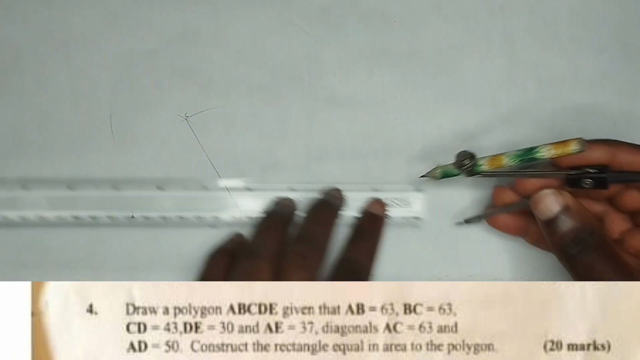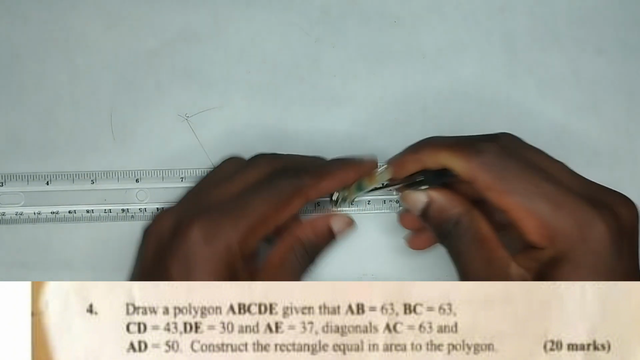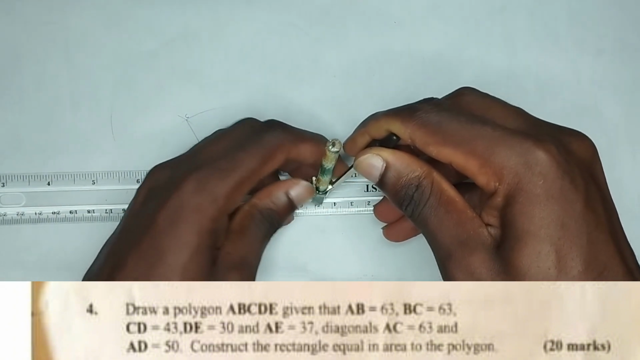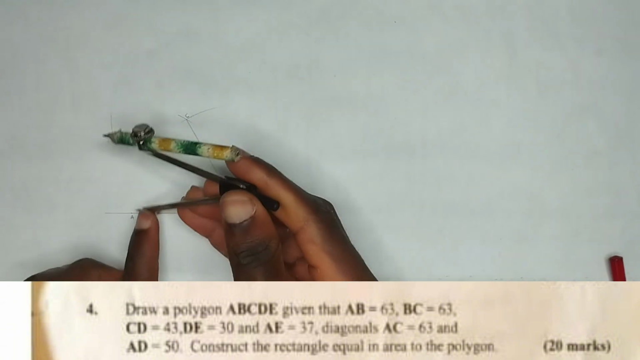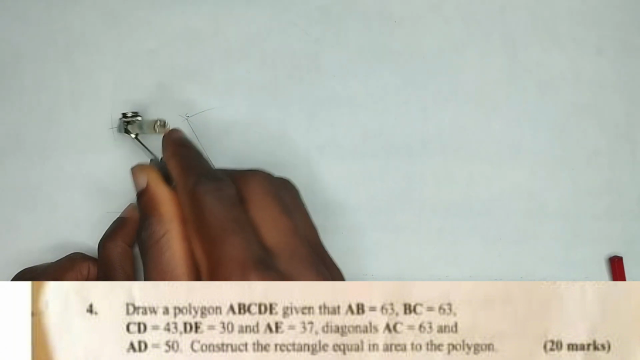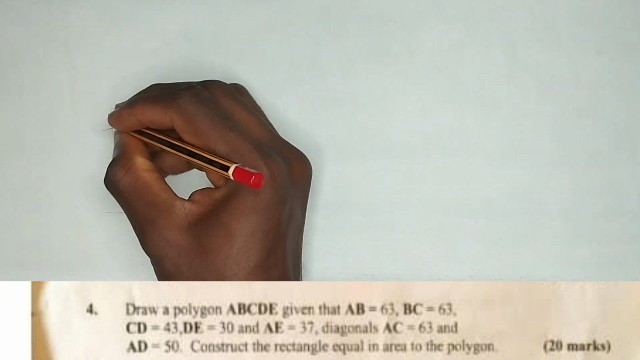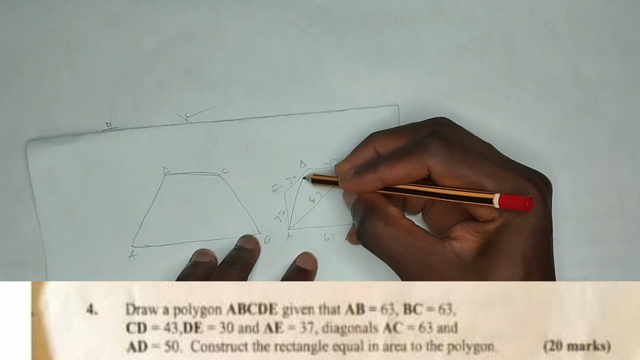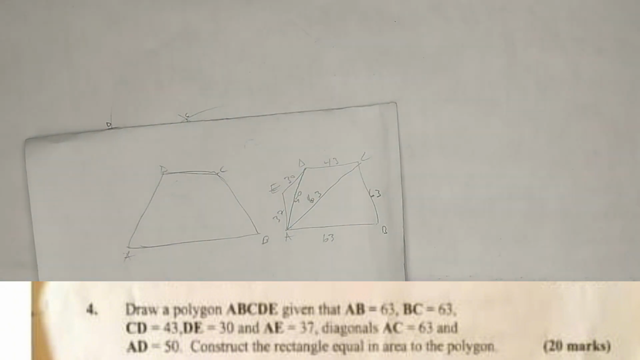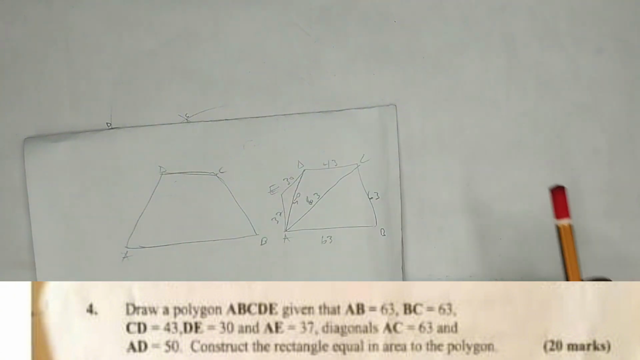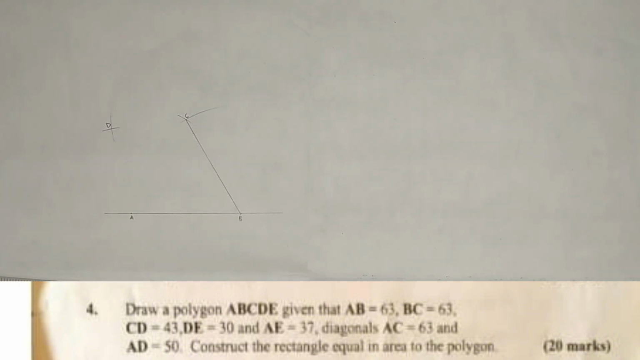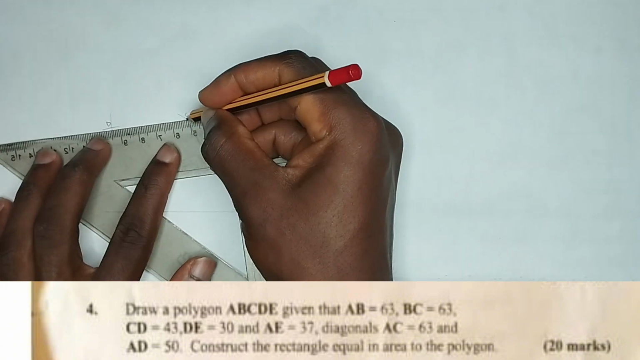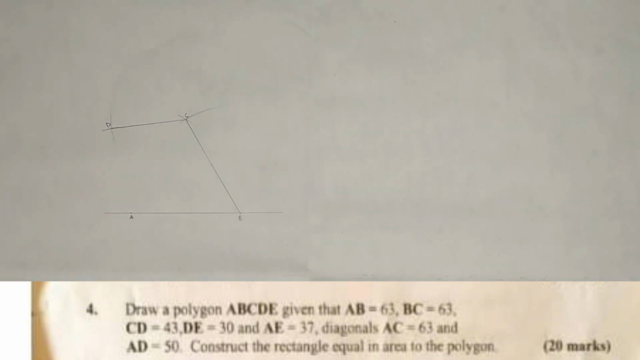50. So we are going to pick 50. So AD is 50, and this is going to be our point D. It is actually in the question here. So from point C to D, we are going to draw a line joining those 2 points together. We are still in the first part of the question, which asks us to draw a polygon.